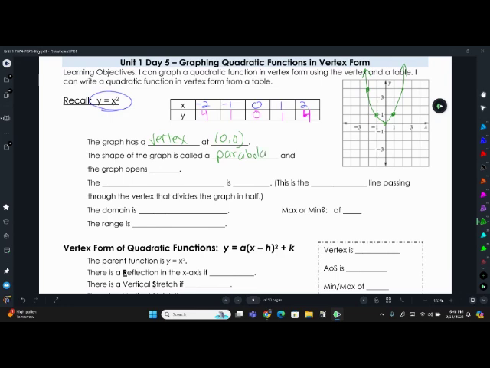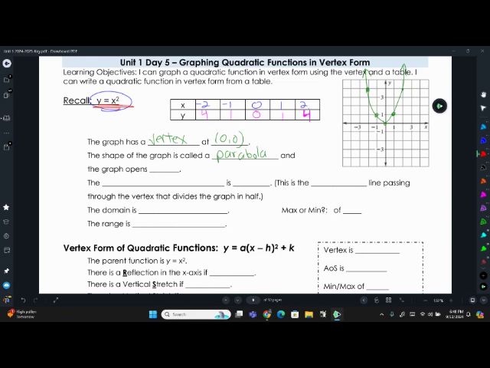So I want us to make the differentiation. This is a quadratic function. The shape of the graph is called the parabola. So if I say, hey, what type of function is this? Don't say it's a parabola. It is a quadratic function, and the graph of a quadratic function is called a parabola.